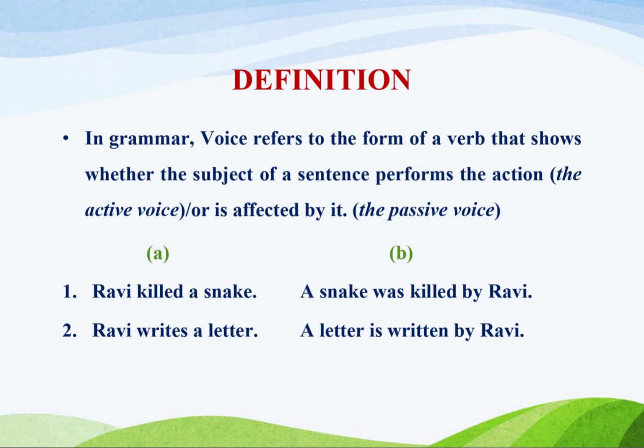Now, coming to the second sentence in the next pair, we see what was done to a snake and to a letter. In other words, a snake and a letter have become the subjects, but the verbs was killed, is written, do not express any action by the subjects. In other words, we have made the subjects passive.